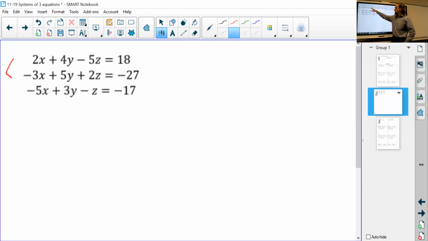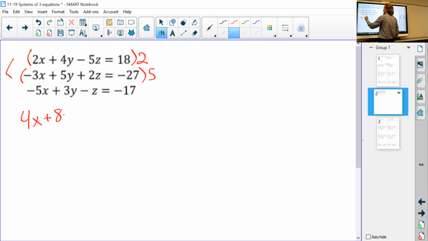What can I multiply by that will get rid of my z? So I have -5 and 2. So I can multiply this top equation by 2 and this bottom equation by 5. Okay. Again, it's not ideal, but that'll work. So I'm going to write it all out. So I've got 4x plus 8y minus 10z equals 36.